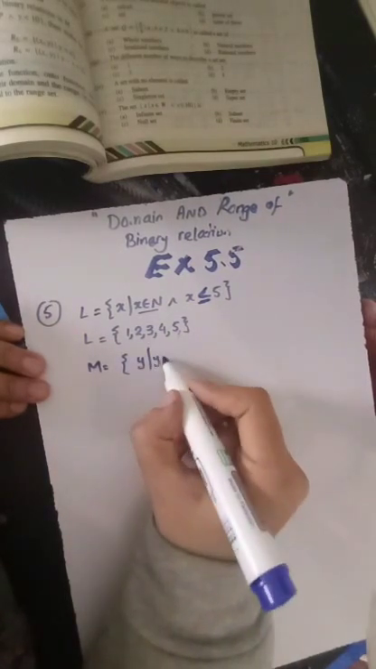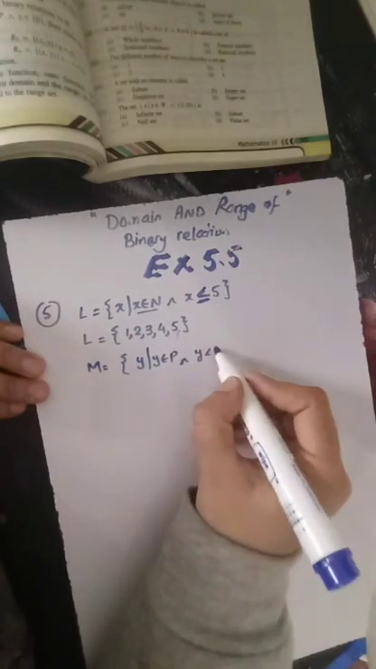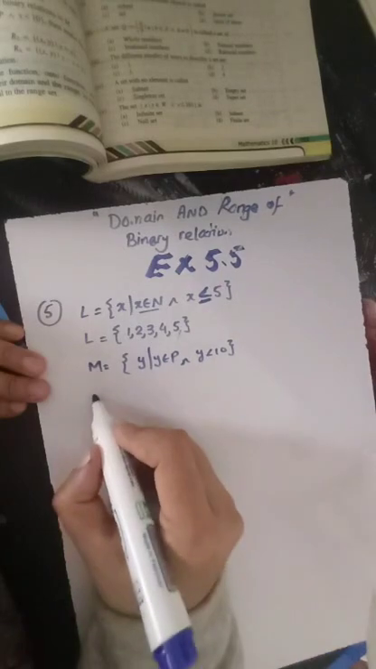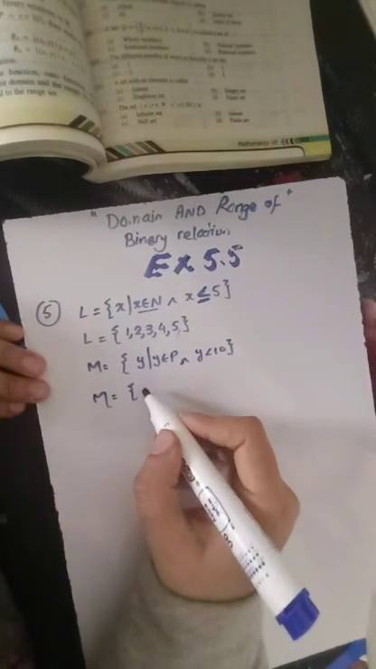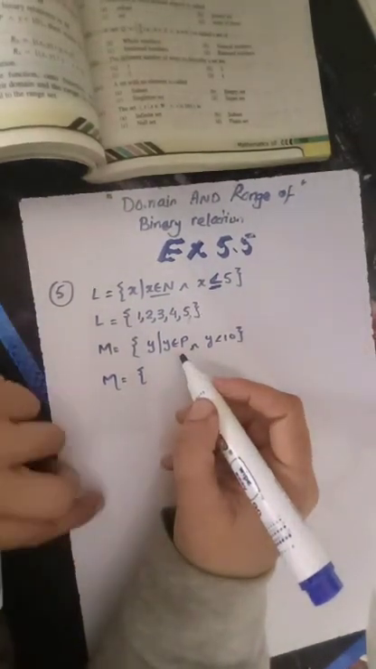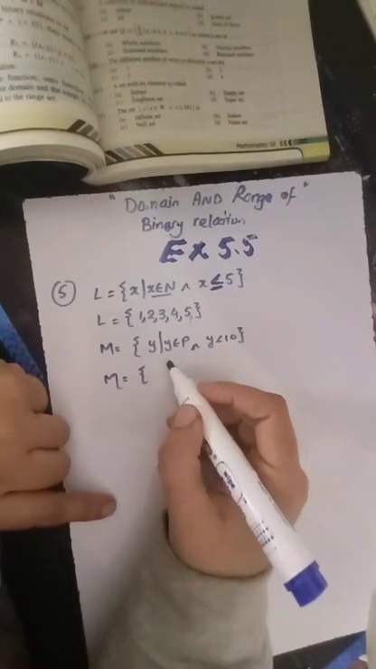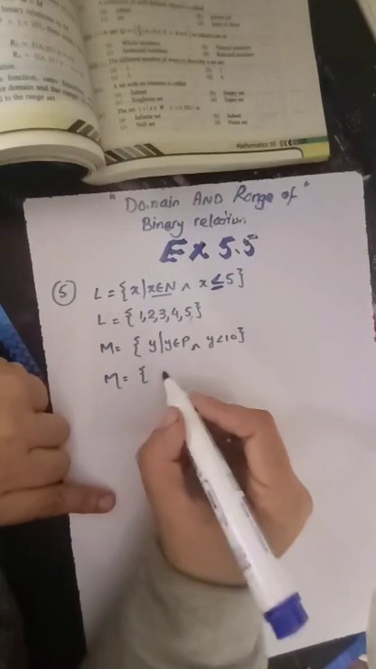y such that y is an element of prime number and y is less than 10. So we have to write all those prime numbers which are less than 10. You know that 1 is not a prime number because a prime number has two factors, 1 and the number itself, but we know that 1 is a number which has only one factor. For this reason it is not included in the set of prime numbers.